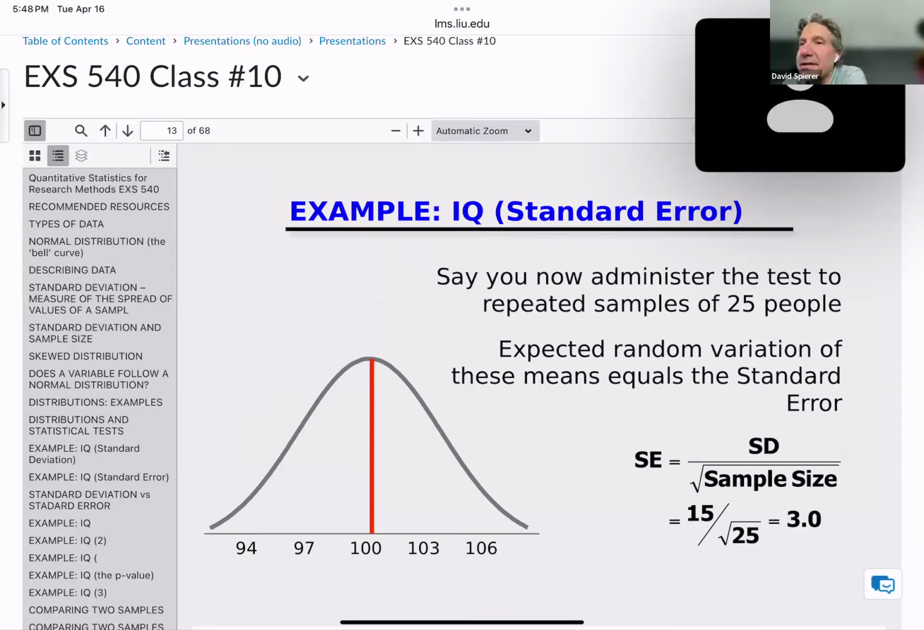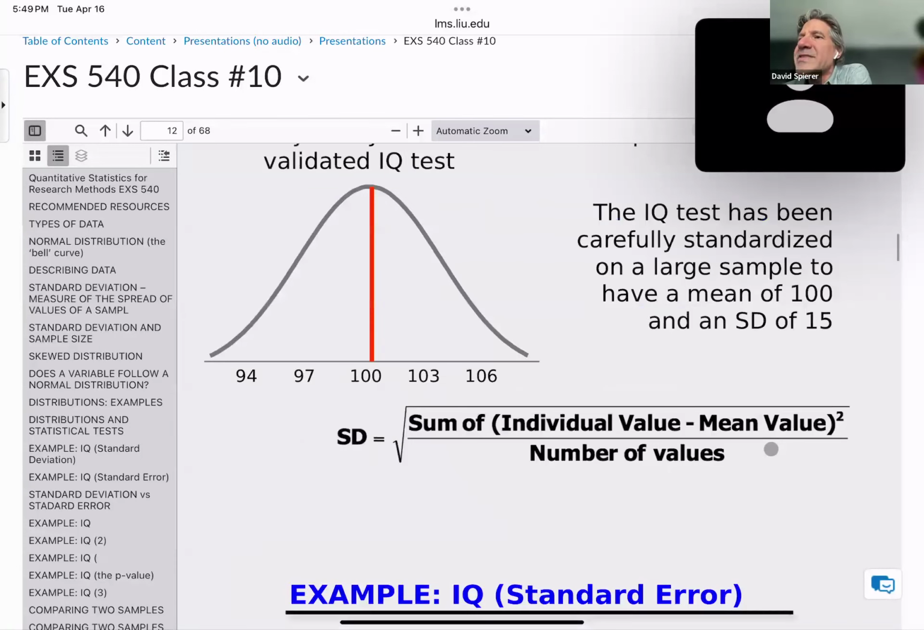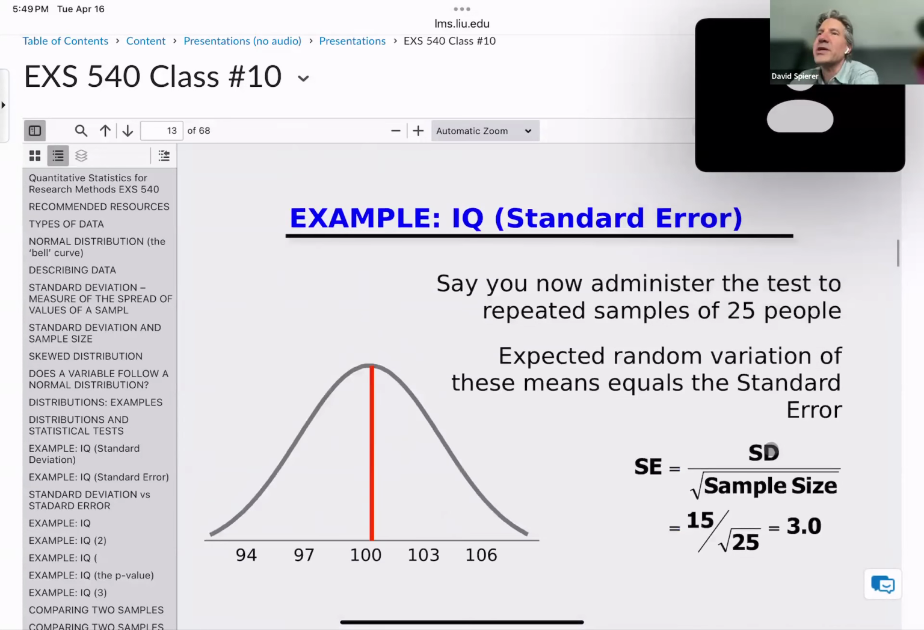Well, how do we get that? Again, another equation: you take the standard deviation and you divide it by the square root of the sample size. In this case, our sample size was 25 people. We take the square root of that number and divide the standard deviation, which we said was 15, by it. The standard error is 3.0. Now, it's important to understand that the standard deviation and the standard error are associated, but they're not the exact same thing.